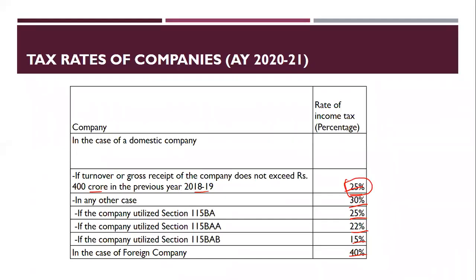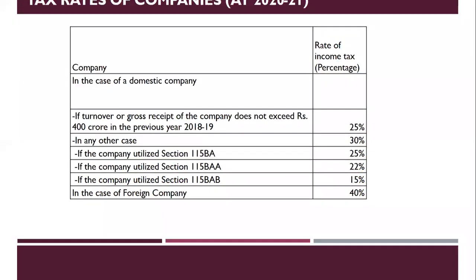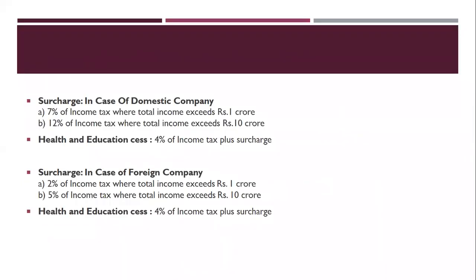Suppose in my question they didn't give information about the gross turnover in the previous year. Then what you have to do is consider 25% for whom? For the domestic company. Okay, once after finding out that your company is a domestic company and you are eligible for 25%, next you have to compute.